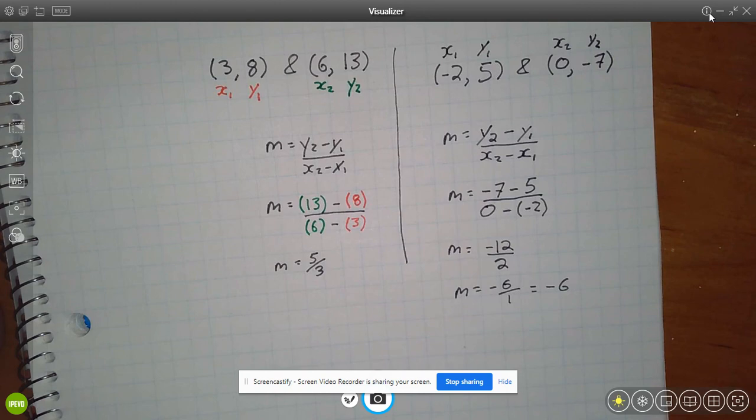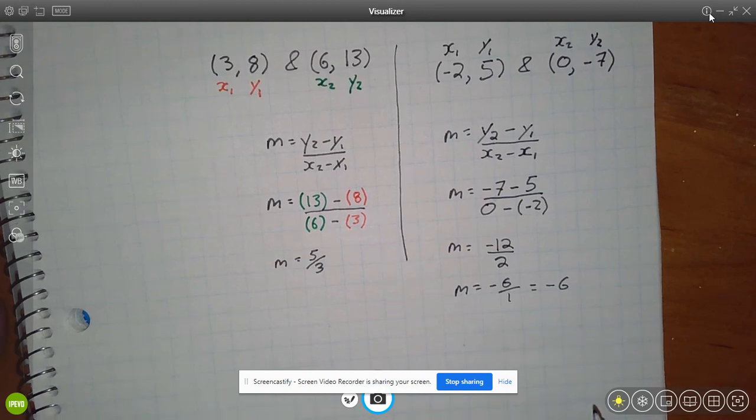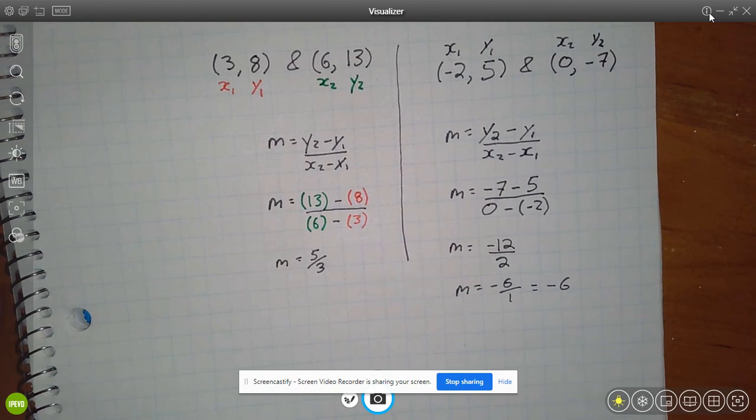So I think your homework today and your quiz is really going to lean heavily on calculating slope, either when you're given a graph or when you're just given any 2 points that exist on the line.